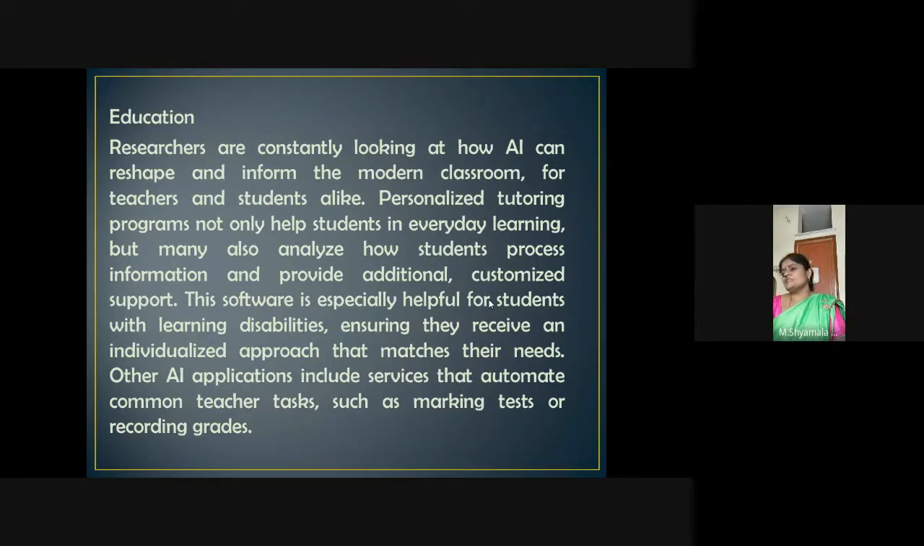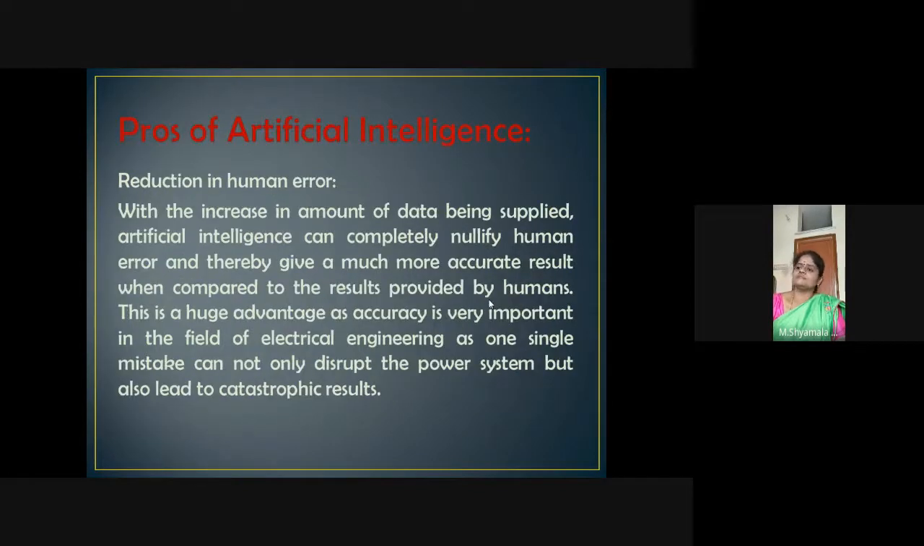for teachers and students alike. Personalized tutoring programs not only help students in everyday learning, but many also analyze how students process information and provide additional customized support. This software is especially helpful for students with learning disabilities, ensuring they receive an individualized approach that matches their needs. Other AI applications include services that automate common teacher tasks such as marking tests or recording grades.